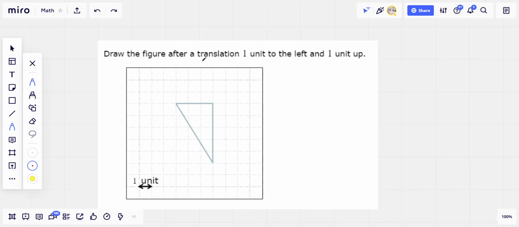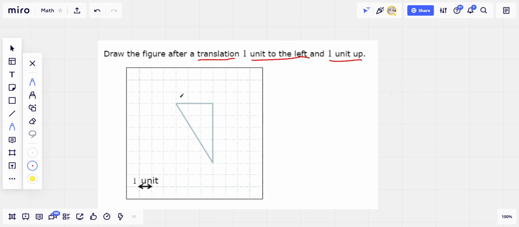In these problems, we're being asked to do translations. And translations are when you just shove something. You move it up, down, left, right, or some combination. In this case, we're being asked to translate this figure, which is a triangle, one unit to the left and one unit up. So it's going to go in this direction by one unit. And one unit is just one of these boxes that says that down here.